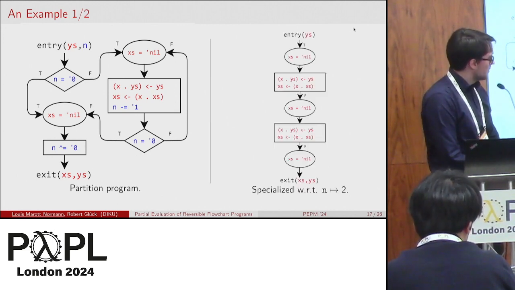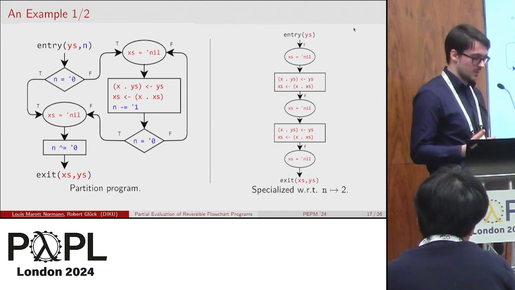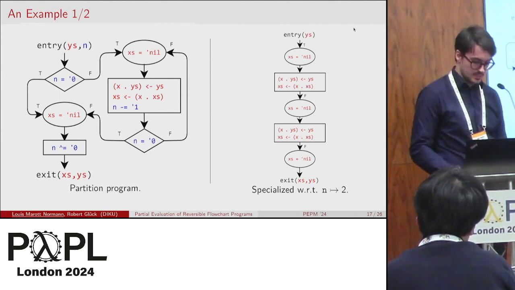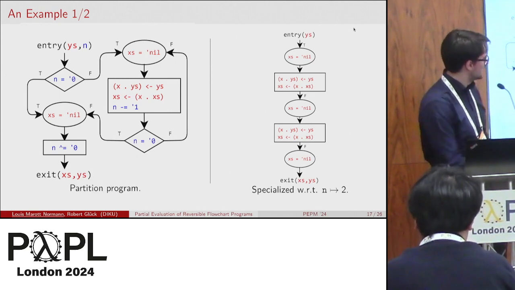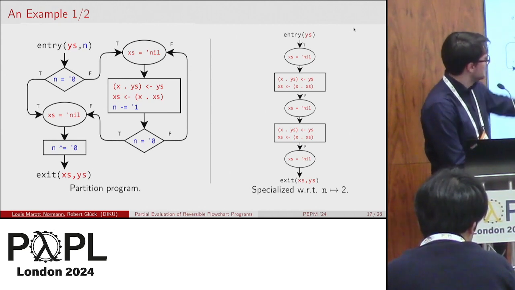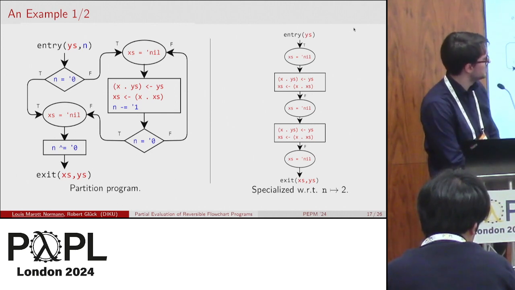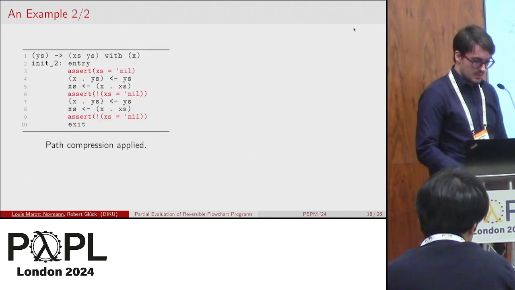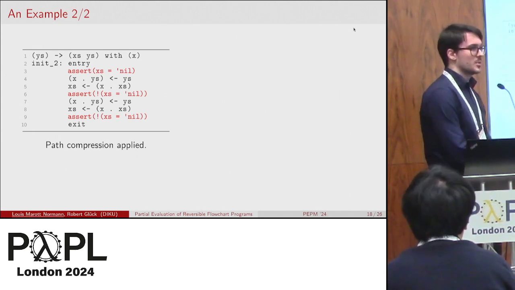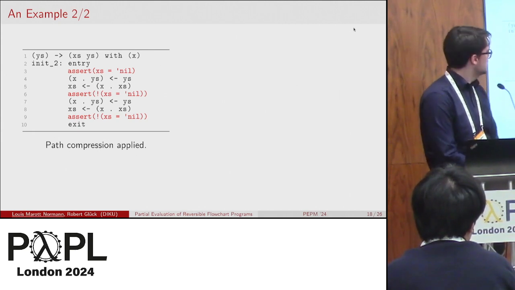And then once we have this, we can do some post-processing, namely the transformations mentioned previously. Let me just say that we're specializing with n equals 2, which means you can see that we have this loop body twice in the final residual program. And then we get the following output.